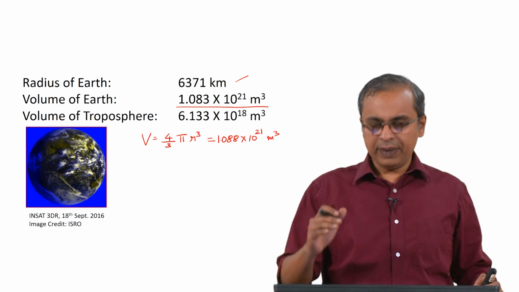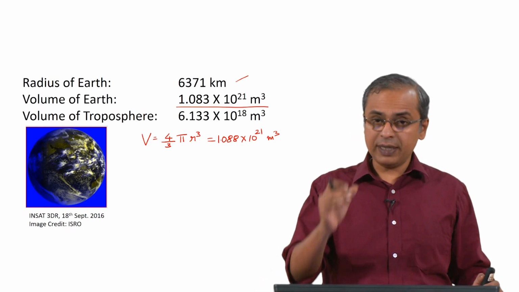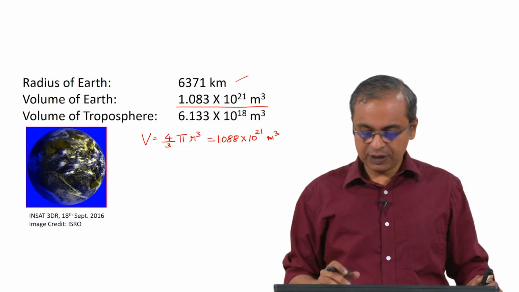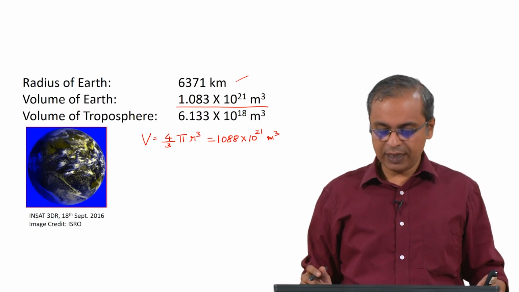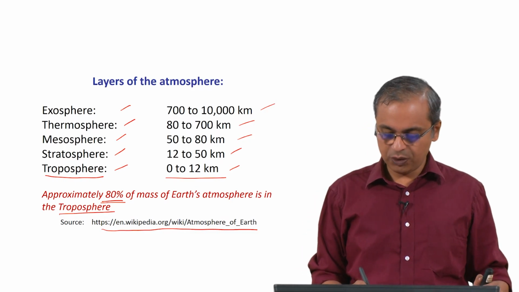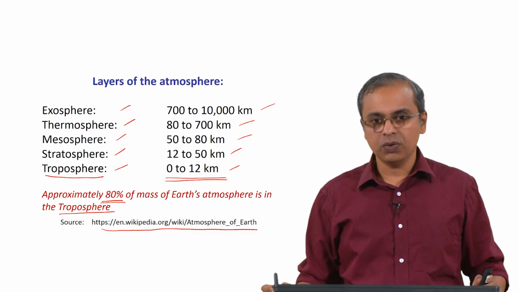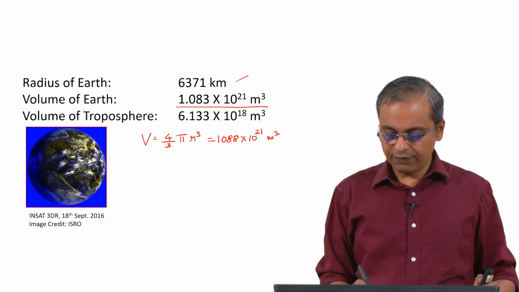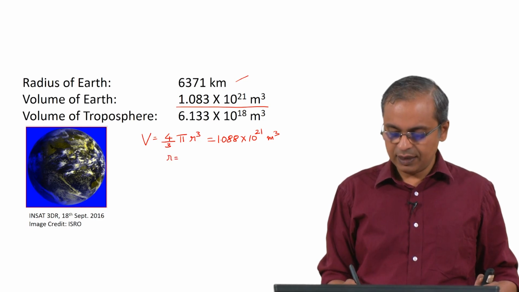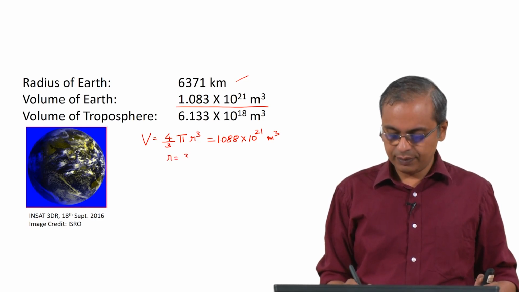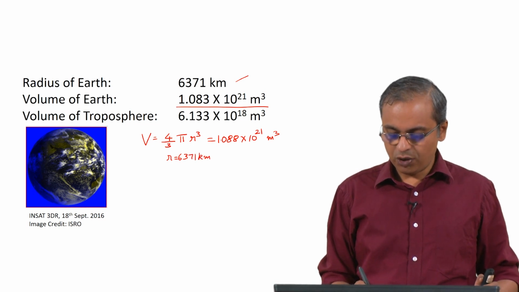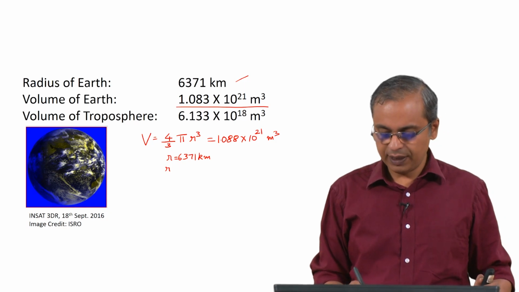This volume is not immediately of importance to us. We are more interested in the volume of the atmosphere just above the Earth. As we just saw in the previous slide, the troposphere goes from 0 to 12 kilometers in height. So we now need to look at a sphere where we use a value of r. For the Earth, r is 6371 kilometers, and for the Earth plus the troposphere, we look at a value of r which is 6383 kilometers.